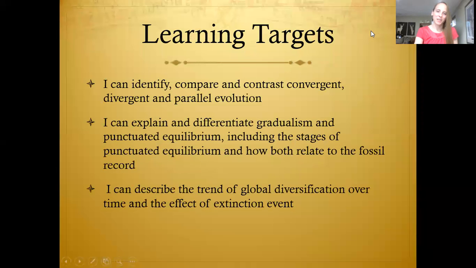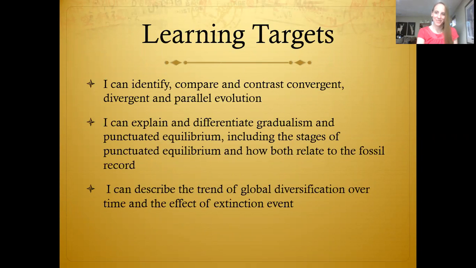Hey guys, so today we're going to be talking more about the theory of evolution. While pretty much all scientists agree that evolution is happening, there's still a lot of debate about what the process actually looks like. So we're going to be going over the two main theories of what evolution actually looks like today.